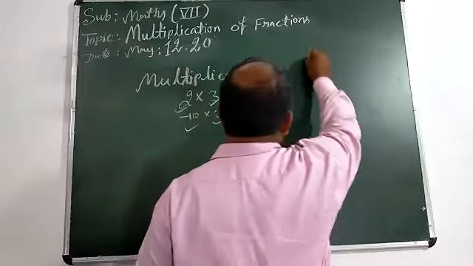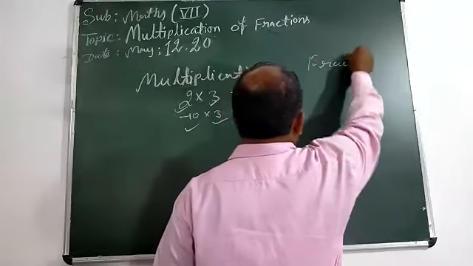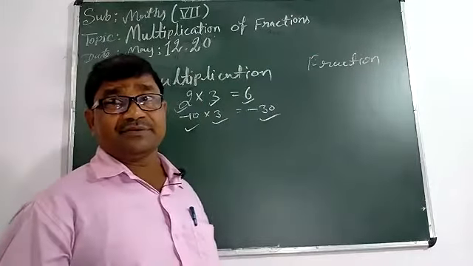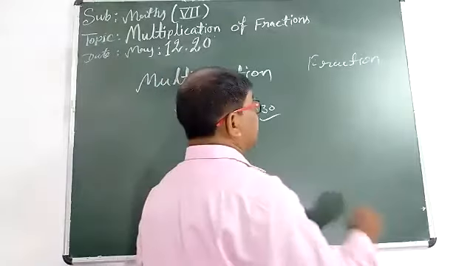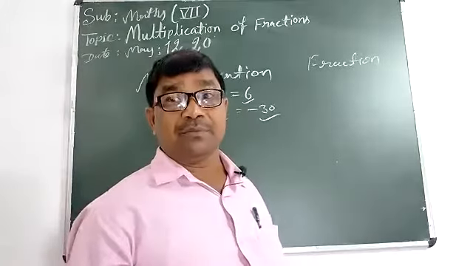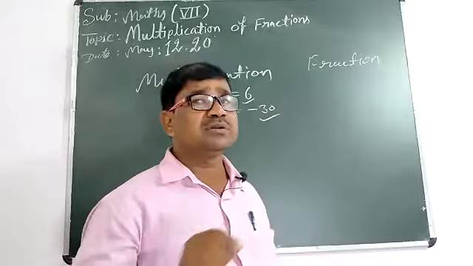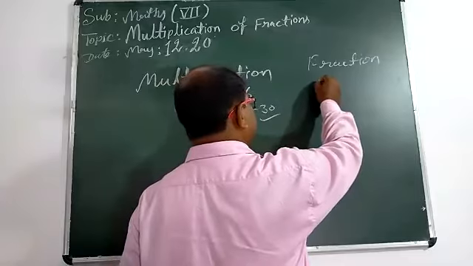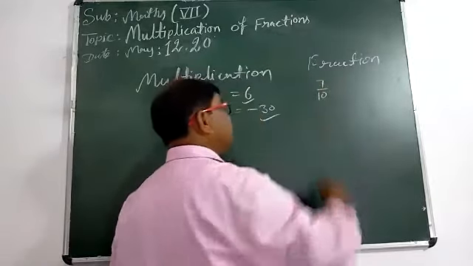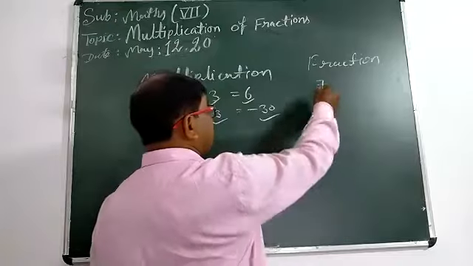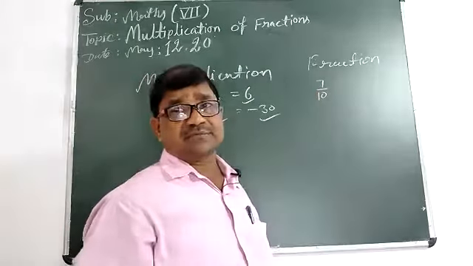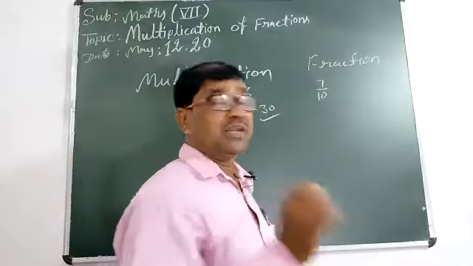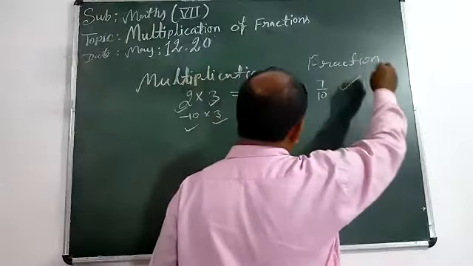Now we should think about fraction. You know about this word? Fraction. When you are writing the integers in the form numerator upon denominator, that is fraction. Suppose that you are writing 7 upon 10. Here 7 and 10 both are integers, but you are writing in the form numerator upon denominator. So this is called fraction.